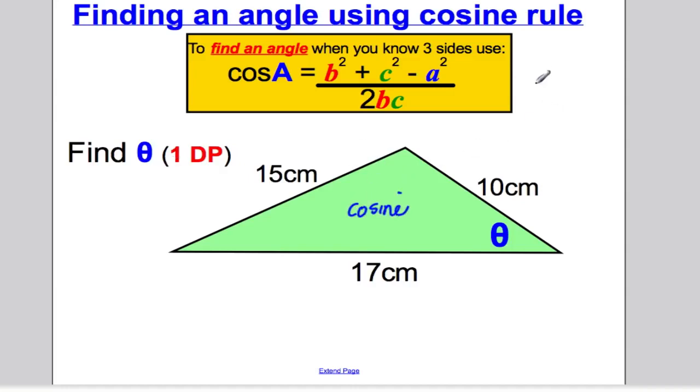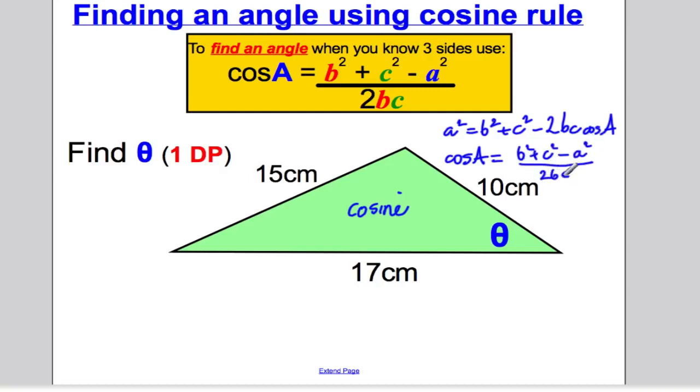Now remember, in your formula booklet, this will be written as the cosine rule: a squared is b squared plus c squared minus 2bc cos A. You've got to rearrange that so that you get cos A is b squared plus c squared minus a squared, all divided by 2bc. You must be able to get that yourself.